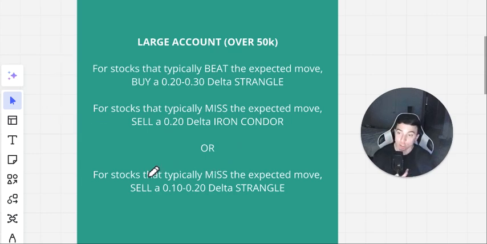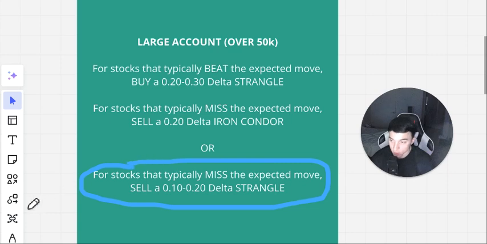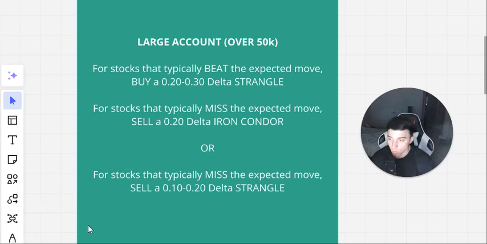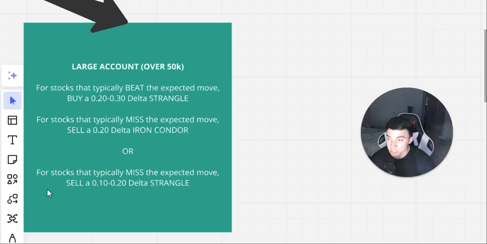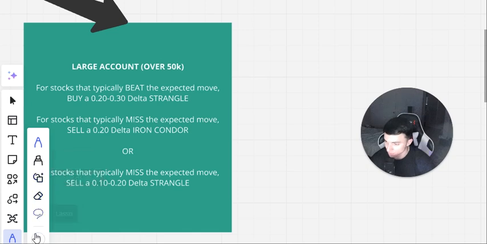However, if you do have a large enough account, you can start to sell a strangle, right? So selling a strangle would be, actually here, let me draw it. Let me move down here so I can have more room. So selling a strangle would look something like this.